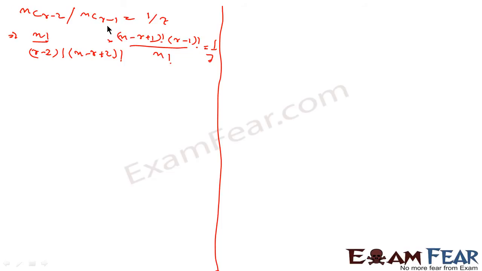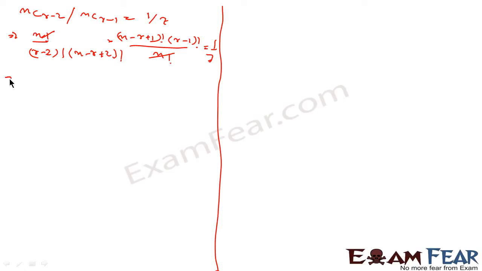Similarly, nCr-1 is equal to n factorial by (n-r+1) factorial, because n-(r-1) is equal to n-r+1 factorial, and (r-1) factorial. So if you solve this, this cancels, and I can write (r-1) factorial as (r-1) into (r-2) factorial, and similarly (n-r+2) factorial I can write as (n-r+2) into (n-r+1) factorial.